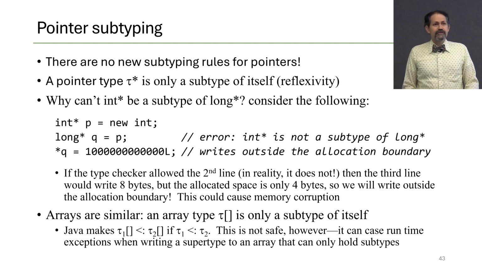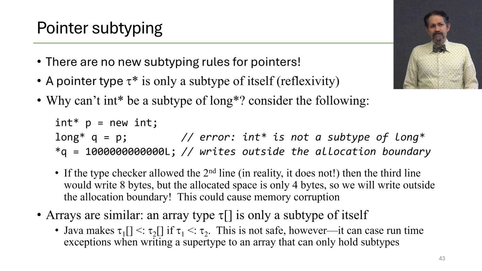Arrays are similar to pointers. An array type, tau array, is only a subtype of itself. It turns out that Java breaks this rule. It makes an array of tau1 a subtype of an array of tau2 if tau1 is a subtype of tau2. This is convenient because it allows us to treat arrays of subtypes, for example, an array of dogs, as if they were an array of animals.